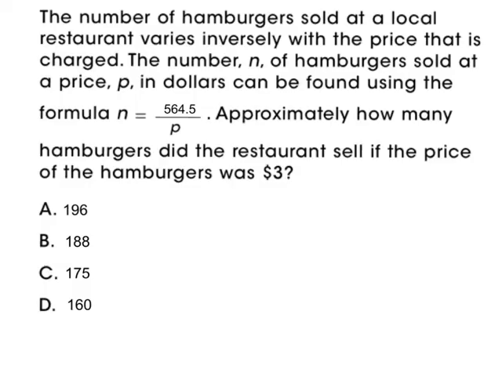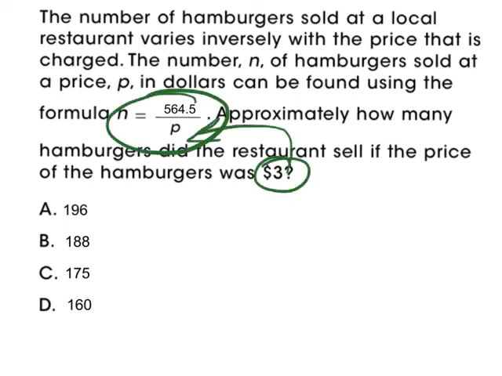Ohio Graduation Test practice problem of the day. The number of hamburgers sold at a local restaurant varies inversely with the price that is charged. The number N of hamburgers sold at a price P in dollars can be found using the formula N equals 564.5 over P. Approximately how many hamburgers did the restaurant sell if the price of the hamburgers was $3? A, B, C, or D, block letters, and drop it off on the table up here.